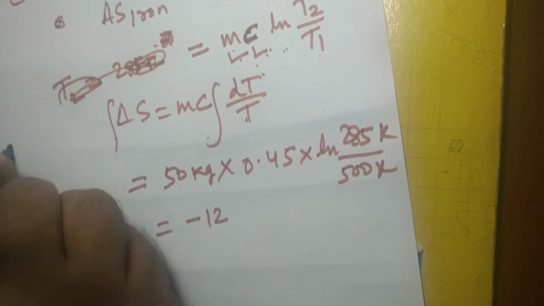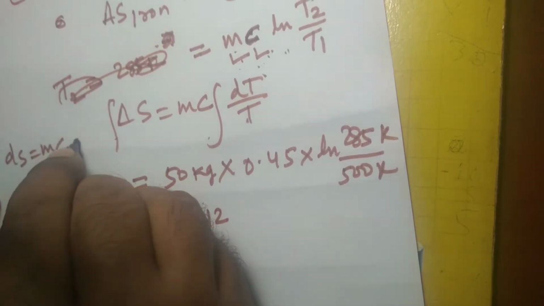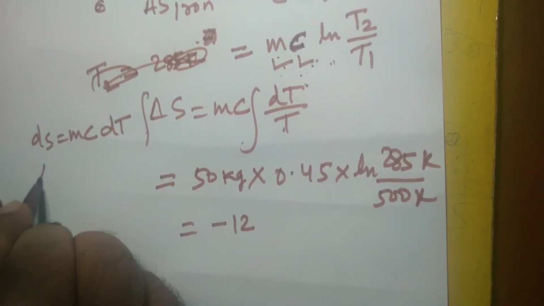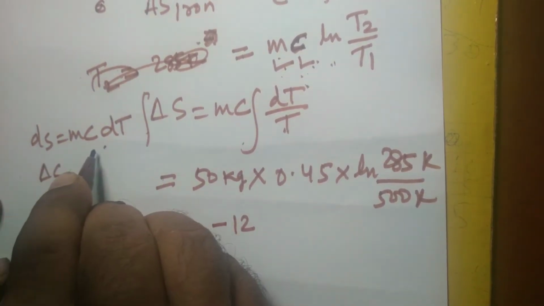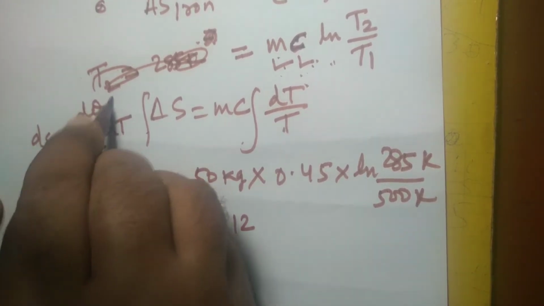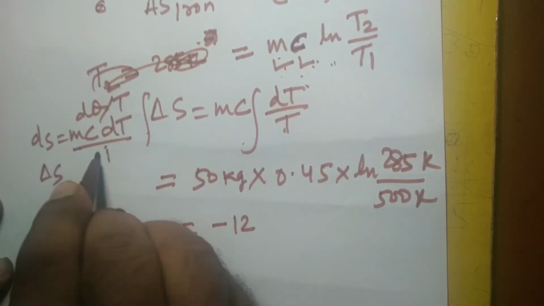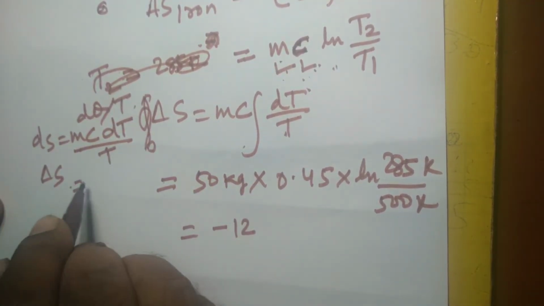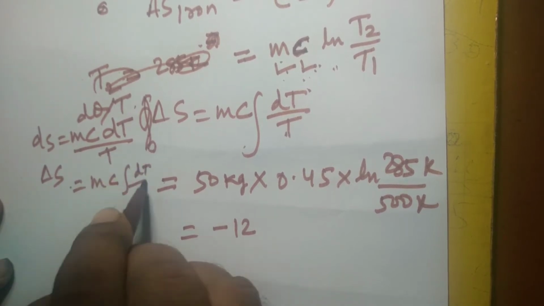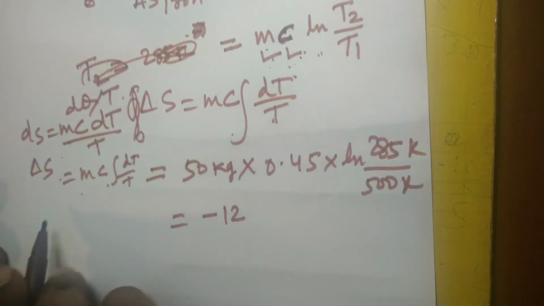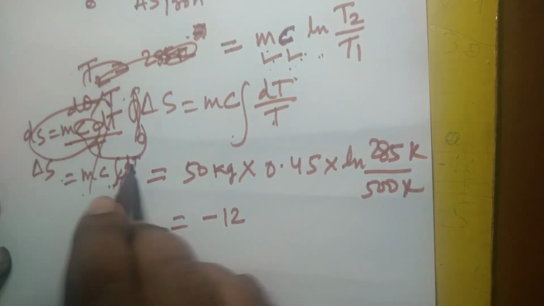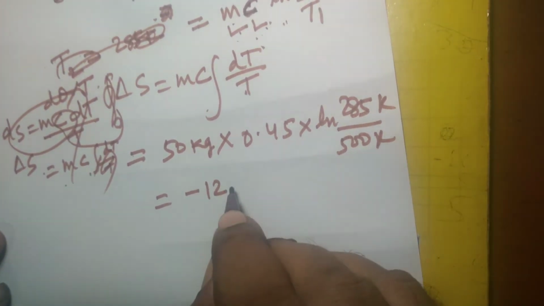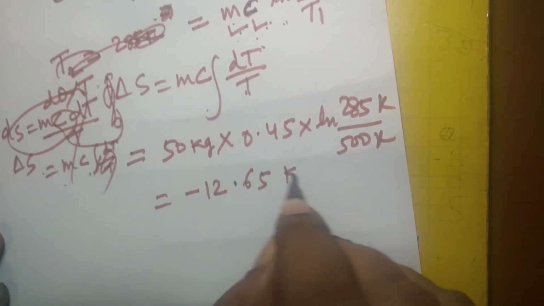This is in fact ds equal to m c dT, and ds is equal to dQ upon T. So m c dT by T, and on integrating, delta S will be m c integral of dT upon T, because m and c are constant and can be taken outside. This comes out to be minus 12.65 kilojoule per Kelvin.